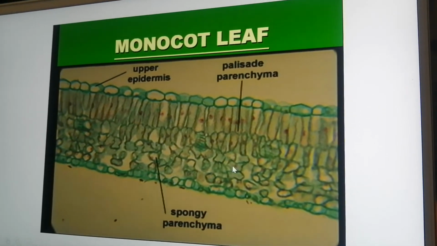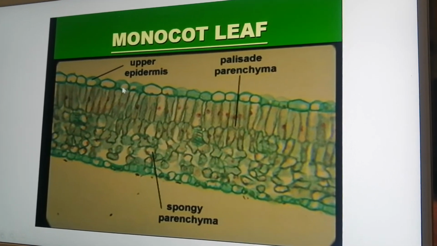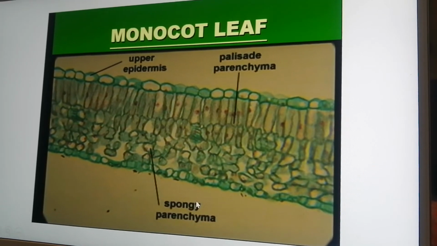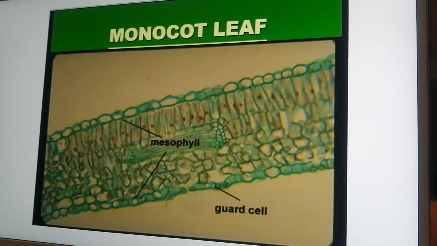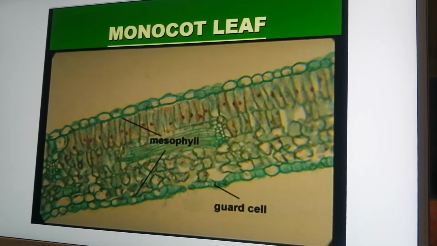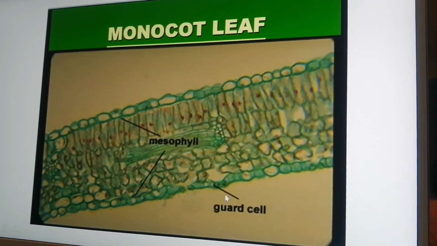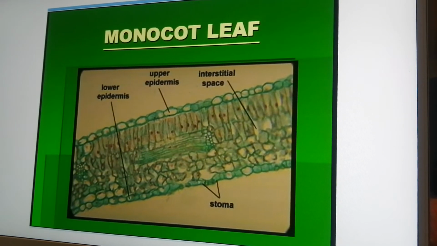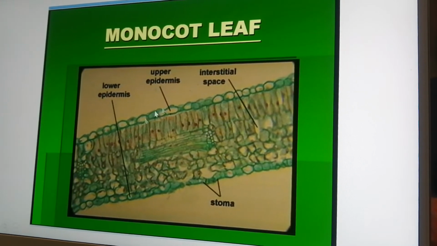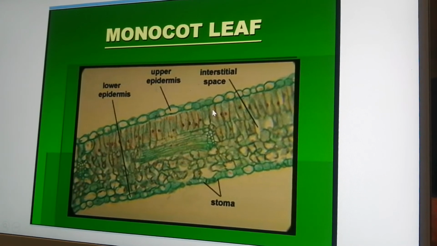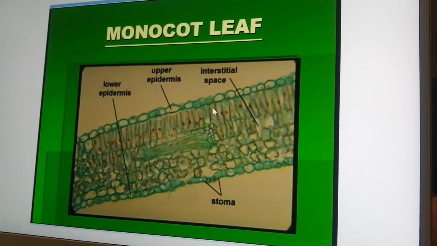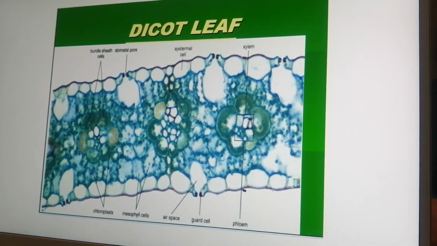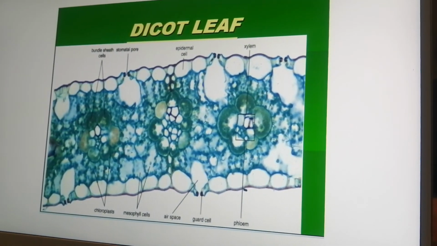So look at the monocot leaf, the illustration of the monocot leaf. It also has the upper epidermis, and then we have the spongy parenchyma cells. The monocot leaf also has the mesophyll, and the other one has the guard cell. Okay, so this one, the stomata, and it also has the parts here, the epidermis, and then the interstitial space. So the dicot here, this is a cross section of the leaf.